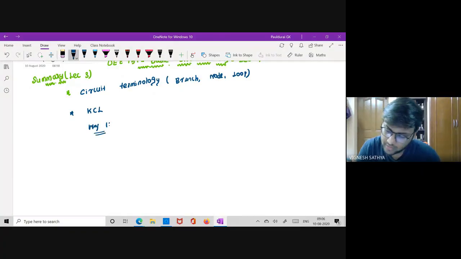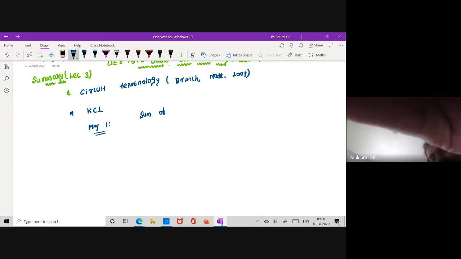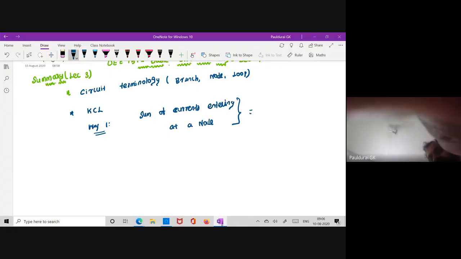Sum of currents entering a node is equal to sum of currents leaving the node. So sum of currents entering at a node, right? Which is equal to sum of leaving currents from the node, right?